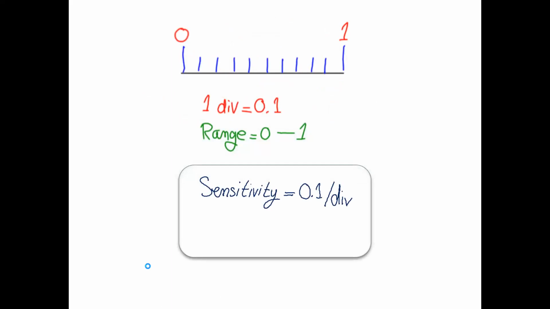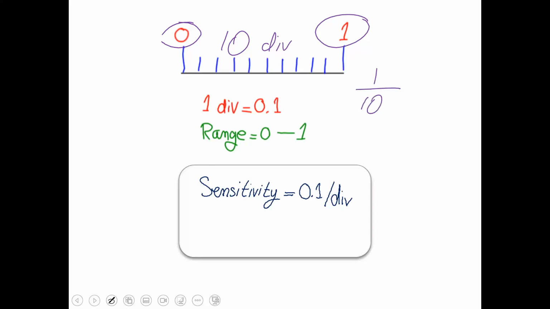Now see this concept, the concept of division and range and sensitivity. Whenever meters are designed, there are two important features. One is called range. Range means how long it can measure, and sensitivity means one division of the meter reads how much. Now you can see there are 10 divisions, and one division is 0.1. How come one division is 0.1? Because 0 till 1, if the scale is 0 till 1 and there are 10 divisions, so one division will be 1 upon 10, 0.1. This 0.1 is called sensitivity, and 0 till 1, that is called the range.